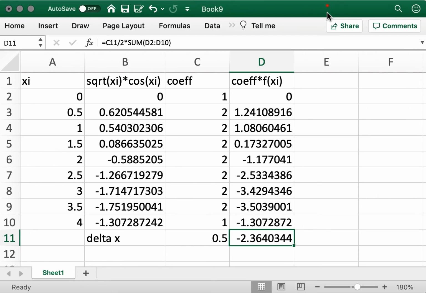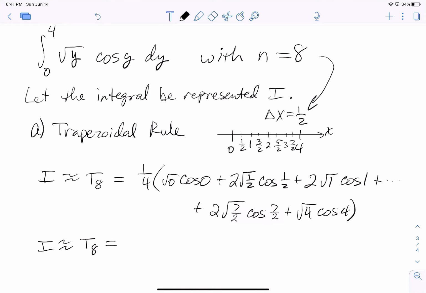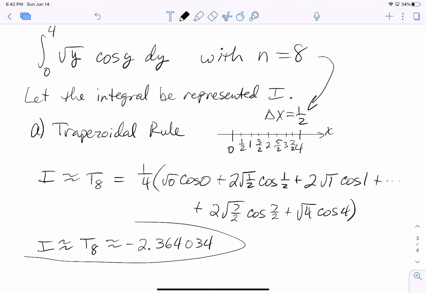So if we go back to our notes here, we can say that the integral, which is approximated by T sub 8, is going to be given by approximately negative 2.364034. And I just realized I need to say approximately for T sub 8 because we rounded there as well. But there it is for the trapezoidal rule. There, I finally got it straight.